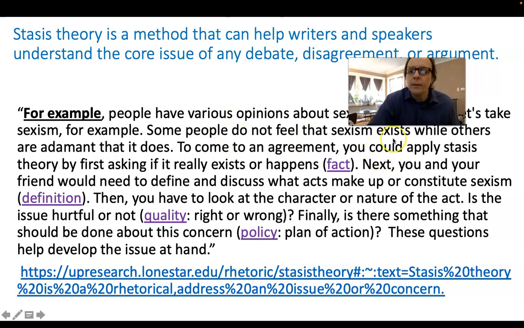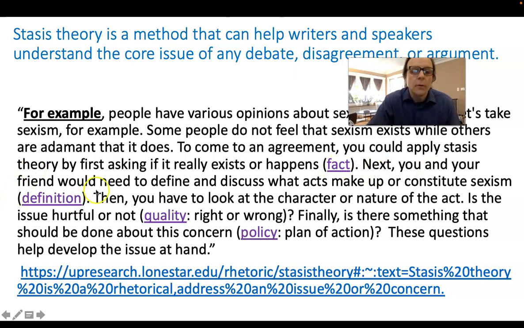So some people do not feel that sexism exists while others are adamant that it does. To come to an agreement, you could apply stasis theory, which is what we're looking at here, by first asking, does it really exist? So again, you could take a minute and ask yourself the question, does it exist? Do you think it exists? Do you believe it exists? And this is just fact. We call it just fact, or an instance of it exists, or it's in existence. So you could ask yourself that question.